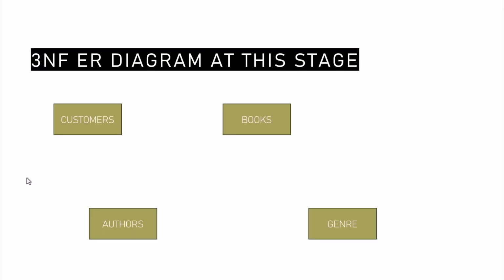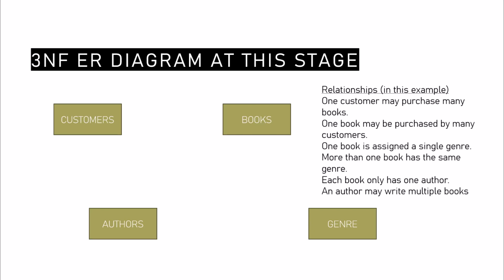Now, if we look at the database design at this stage, we can see our four tables in our entity relationship diagram. But currently there are four flat files. They're not connected to any of the other tables in any way. But when we think about it, there are some natural relationships that exist between these tables.